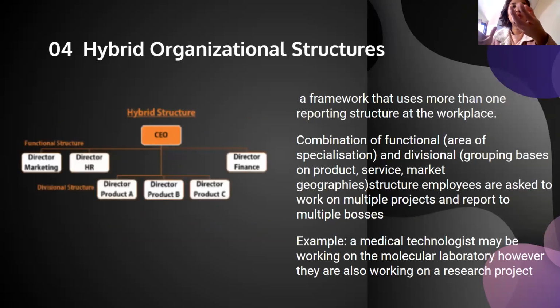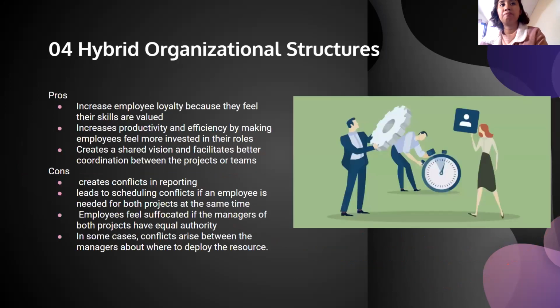Okay, so here we have hybrid organization. Pinagsama yung functional structure and divisional structure. Hybrid talaga. Okay, so more than one reporting structures. So, people could work in multiple projects and report to multiple bosses. Hirap yun na. Example, sa laboratory, a medical technologist may be working in a molecular section, molecular laboratory. However, they are also working on a research project. Pwede. Or they are working in other departments na kailangan yung skill set nila.